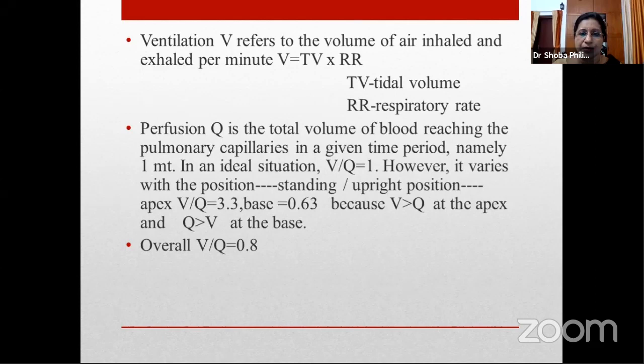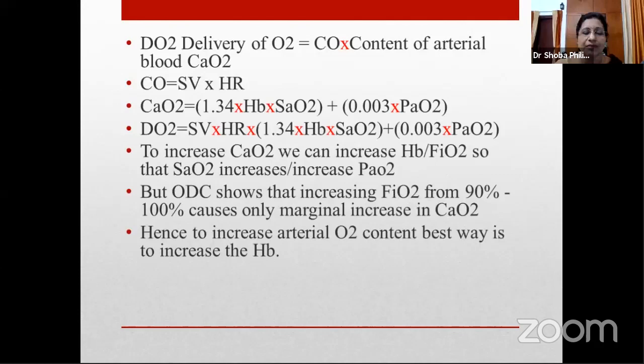So the same thing what sir had said before, when we regard the delivery of oxygen, we know that it is the product of the cardiac output and the content of arterial blood. Cardiac output is the product of stroke volume and heart rate. CaO2, that is the content of arterial blood, is the product of 1.34, that is the amount of oxygen that is attached to hemoglobin, the hemoglobin value and the saturation, plus the oxygen in the dissolved form, that is 0.003 into the partial pressure of oxygen in the arterial blood. So if we project all these variables, the final delivery of oxygen, DO2, is determined by SV, stroke volume, into heart rate, into 1.34, into hemoglobin, into saturation of oxygen, plus 0.003 into PaO2.